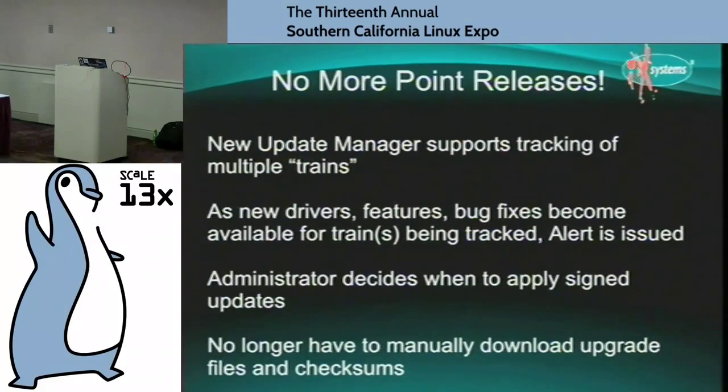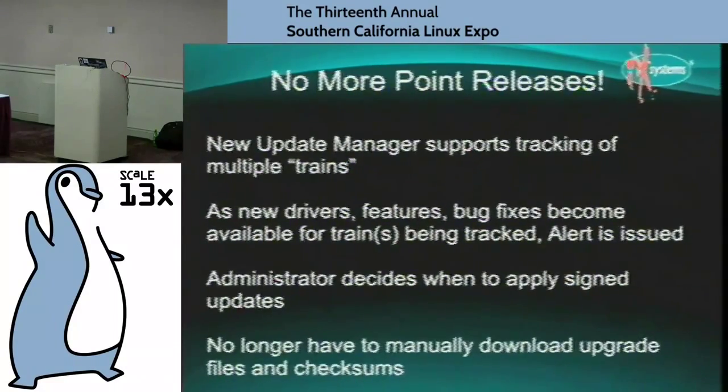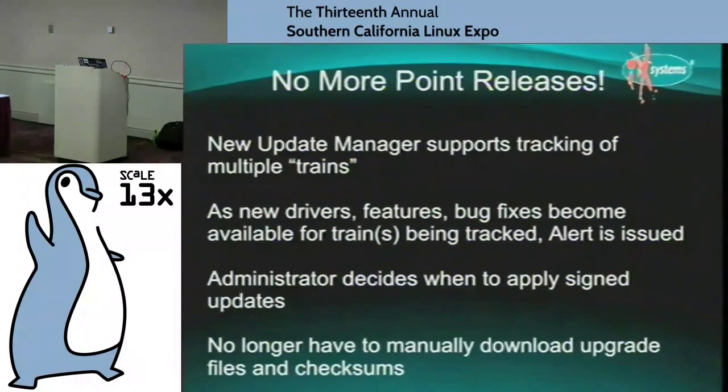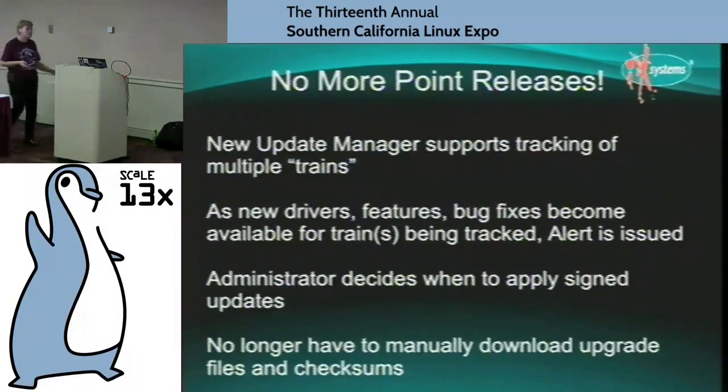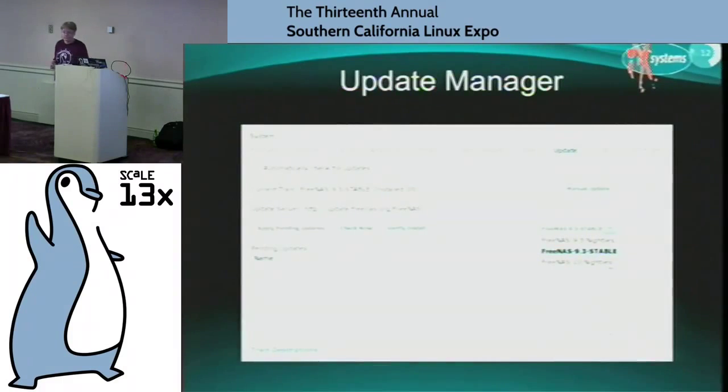Instead of doing point releases, we now have the concept of something called trains. And I'm actually going to skip ahead and show you what that screen looks like. So this again is in System, and we're now in the Update tab. And trains was apparently a term that came out of Apple, and because Jordan Hubbard is with us, he liked the term trains. But basically, you can hop on a train and you can follow that software track.